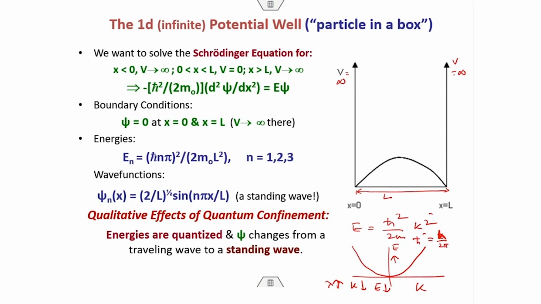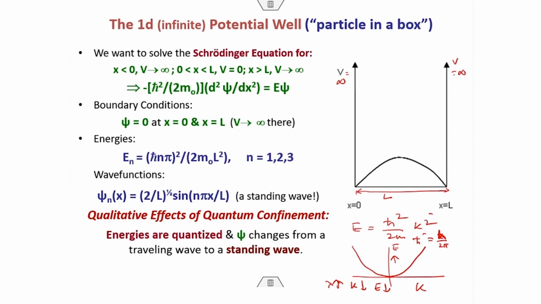you will see E n is coming to be at h cross n pi square divided by twice m 0 L square, right, where n is the principal quantum number, or values can be 1, 2, 3, right. So, you can clearly see that electron energy levels will be a function of n, and you can actually plot the energy levels. So, that means what? Qualitative effect of quantum confinement very easily seen by plotting the wave function.